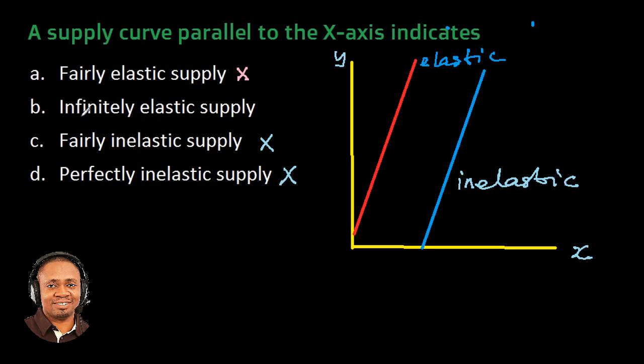Then the last option is the infinitely elastic supply. What that means is that this is an extreme case of an elastic supply, whereby we have only one quantity that can be supplied all through to infinity. Okay, good. So answer option B, infinitely elastic supply, is the right answer.